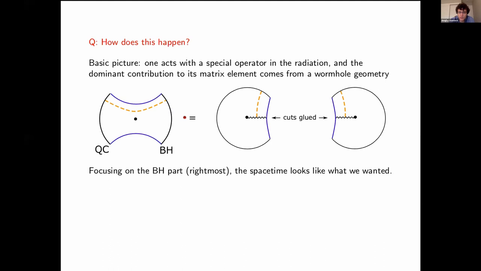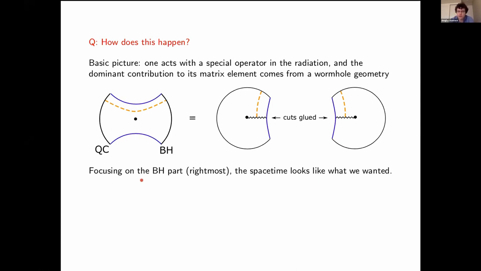All right. So this wormhole, at least topologically, can be rewritten by gluing together two geometries, like I showed on the right here, gluing them together along their branch cuts. And if we focus on the rightmost subdiagram, then that's actually the space-time that we wanted to construct. So that was our target, the thing that we wanted to understand, how it arises. And here we see that it arises as sort of half of this wormhole. The wormhole appears when you act with this special operator.